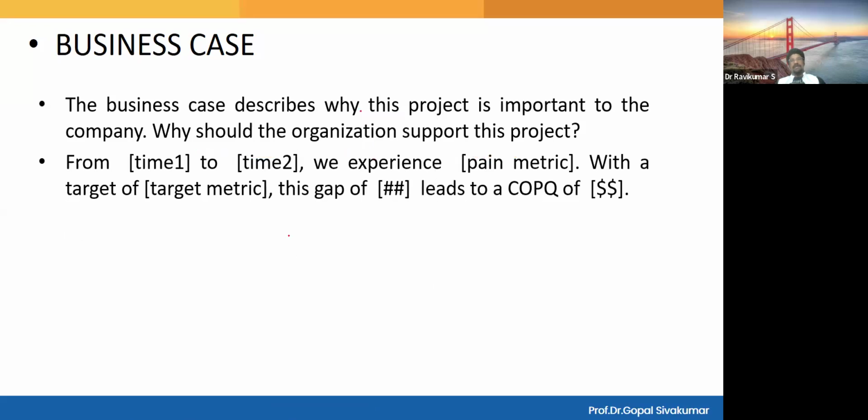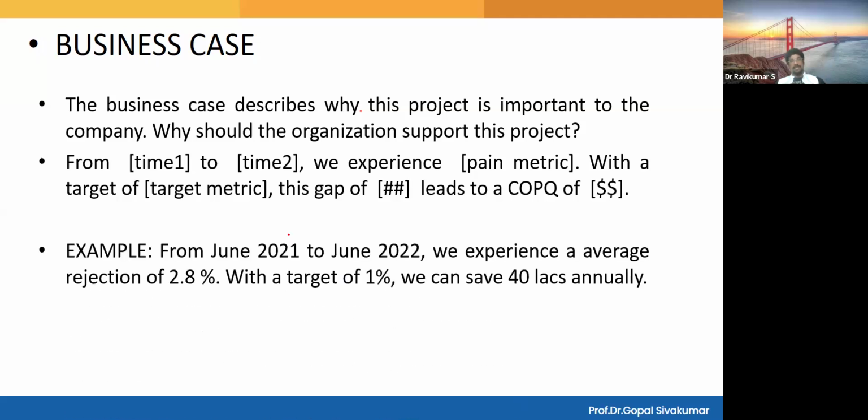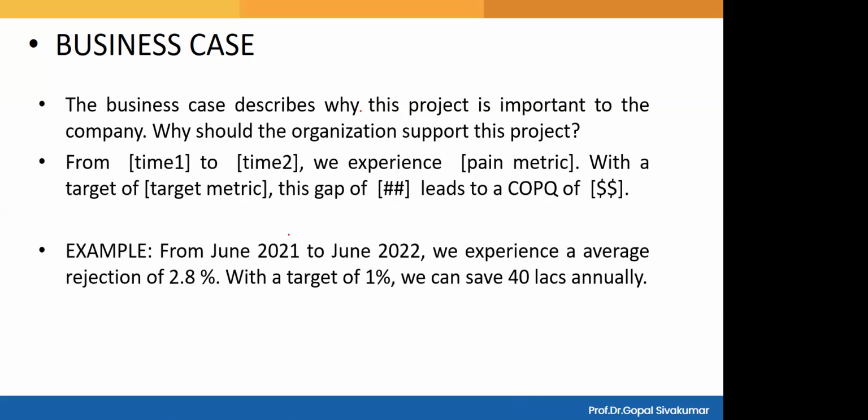In the business case, you have to give metrics. That metric must explain the reason why the organization should select or accept this project. What is the benefit for the organization when they do this project? That is an important metric which must be explained in the business case. For example, here you can see at the end there is a data: 40 lakhs annually. This is the ultimate reason for project selection by the top management.